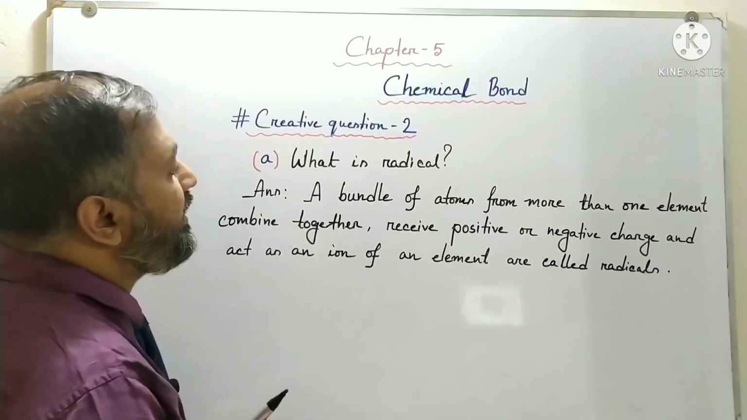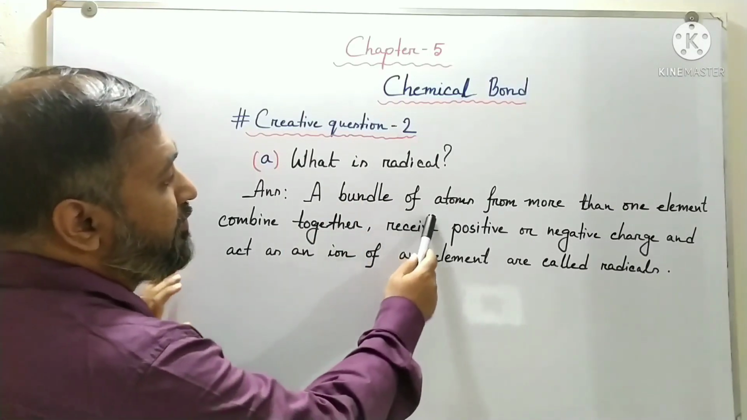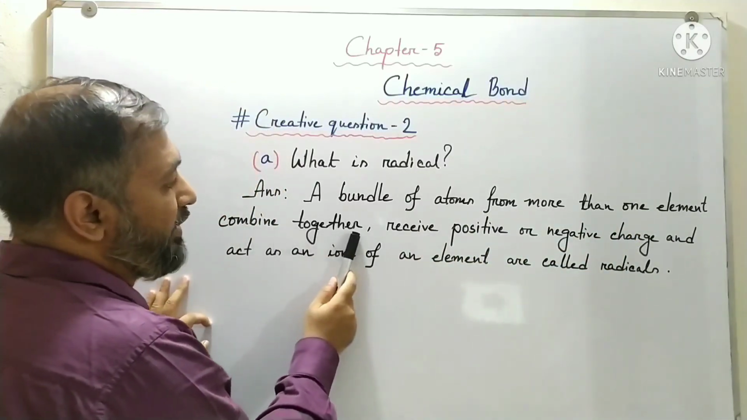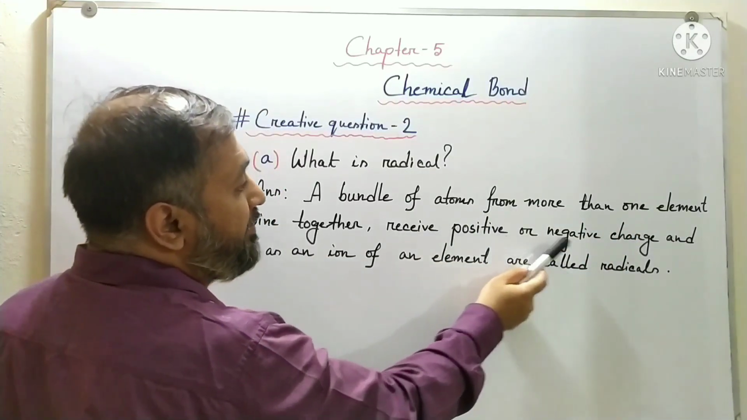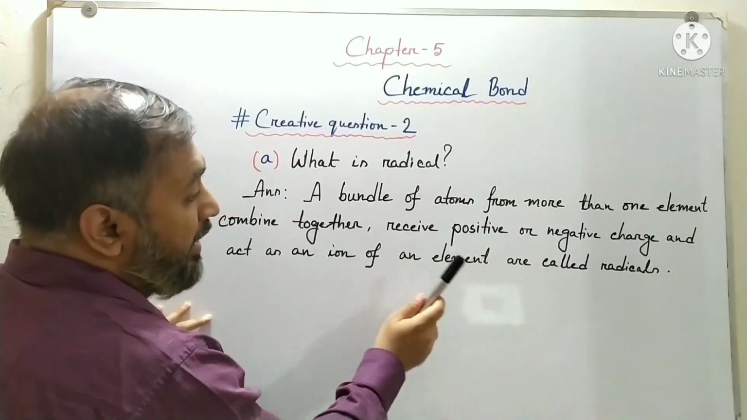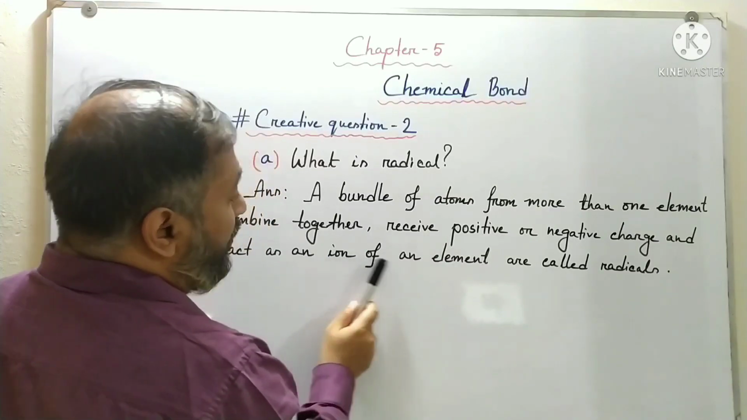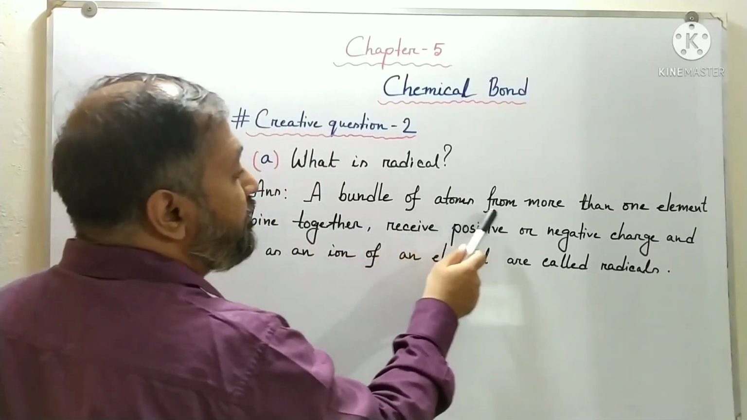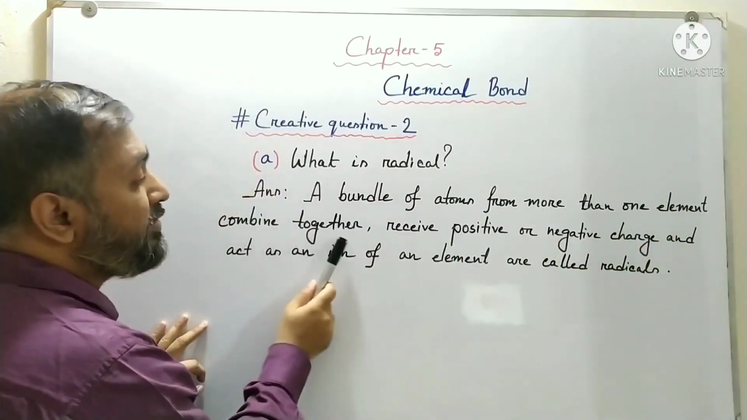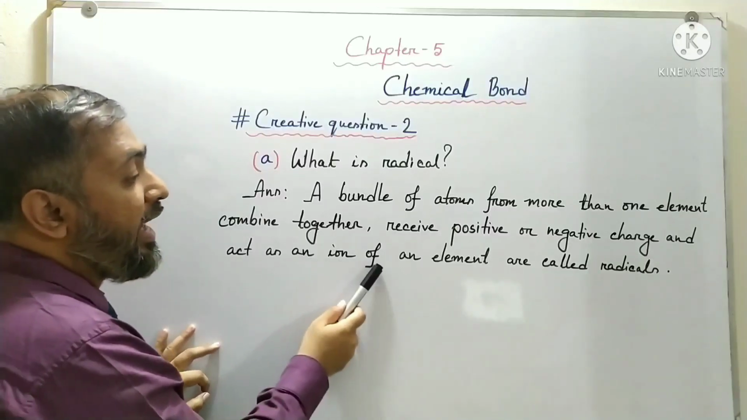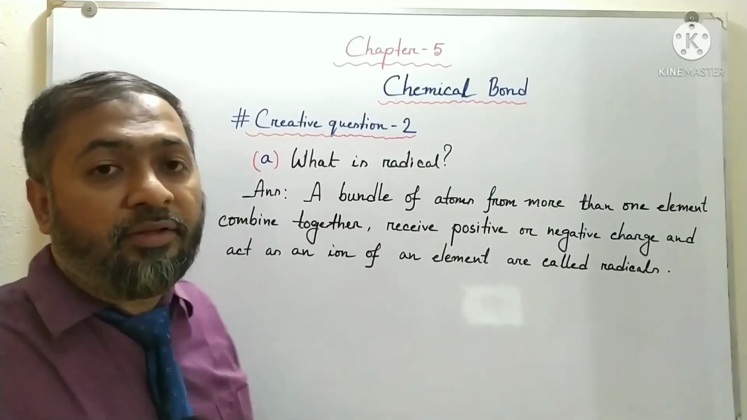What is a radical? A bundle of atoms from more than one element combined together, receiving positive or negative charge and acting as an ion of an element, is called a radical. I repeat once again, a bundle of atoms from more than one element combined together, receiving positive or negative charge and acting as an ion of an element, are called radicals.